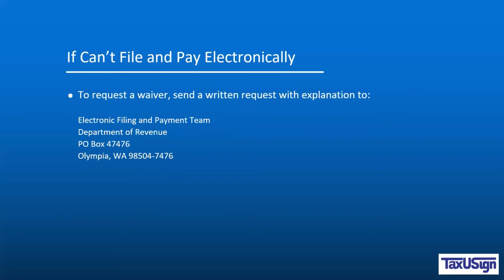Now, if you can't file and pay electronically, you can request a waiver. Send a written request with the explanation to Electronic Filing and Payment Team, Department of Revenue in Olympia, Washington.